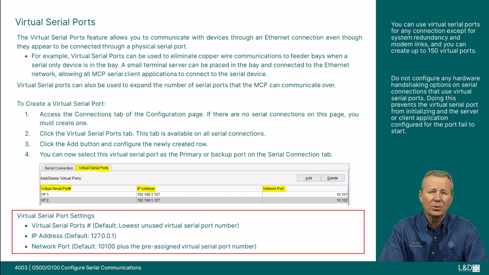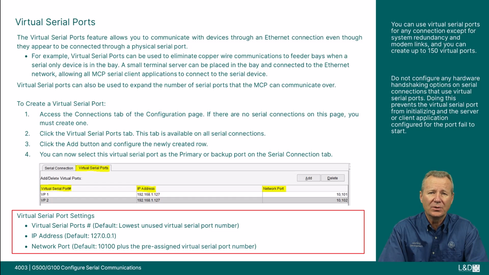The virtual serial port settings include virtual serial port number, the port number assigned to the virtual serial port. VP1 to VP150 are reserved for virtual serial ports. The default is lowest unused virtual port number starting from VP1. IP address, the valid IPv4 address to use to connect to the device. The default is 127.0.0.1. Network ports, the network port to connect to on the remote IP address.